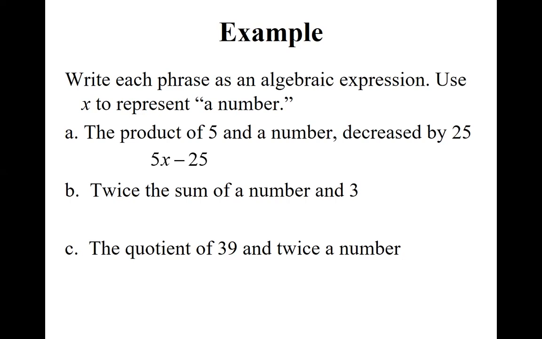B, twice the sum of a number and 3. Twice the sum means 2 times the sum. The sum is the result of an addition problem. The sum of what? A number and 3. So x plus 3. Twice that whole thing means twice, 2 times parentheses, x plus 3.